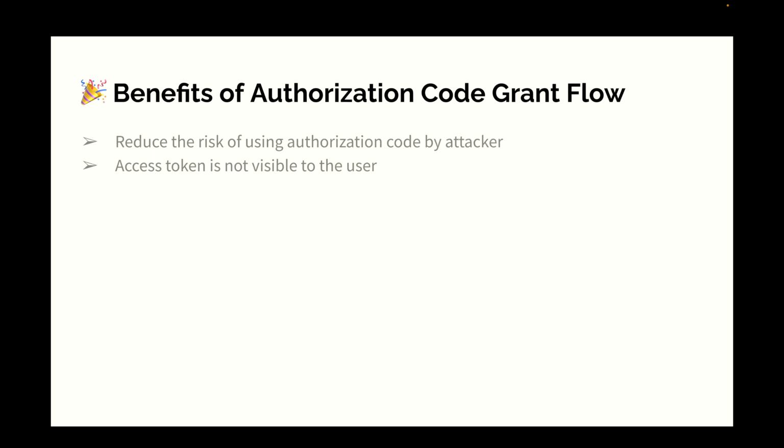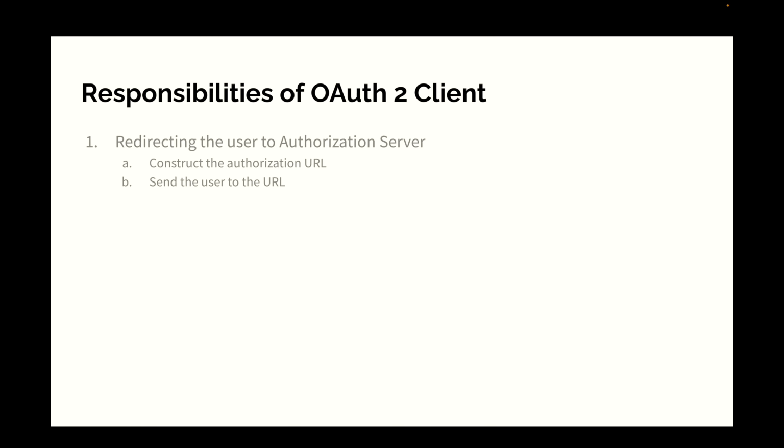For this flow, there are a few responsibilities of the OAuth2 client. The first is it needs to redirect the user to the authorization server. For this, the client needs to construct the authorization URL. We will see in the next slides how it does that. And then it sends the user to that URL.